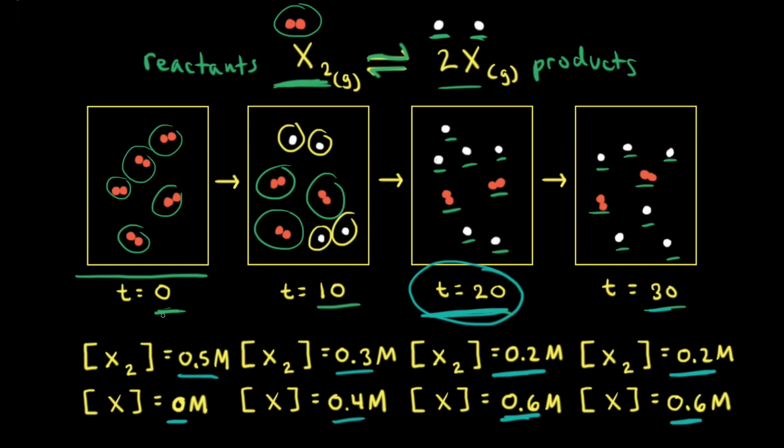So at time is equal to 0, it was not at equilibrium. When time is equal to 10 seconds, it was not at equilibrium. Only when time was equal to 20 seconds did it reach equilibrium. And at equilibrium, the rate of the forward reaction is equal to the rate of the reverse reaction. And if that's true, then X2 is being turned into 2X at the same rate that 2X is being turned back into X2. And if those rates are equal, the concentrations of X2 and X at equilibrium would remain constant.